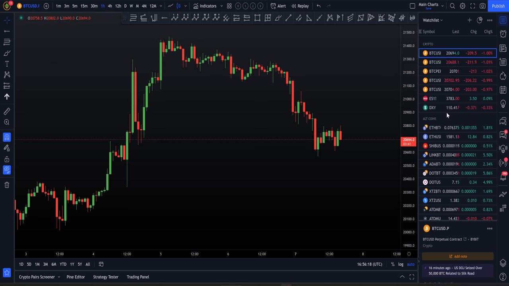I've just taken a short position on Bitcoin. I'll be explaining why I have taken that short position and really what I'm looking for next over the next few hours to the rest of the week ahead. Obviously, start of the week here on Monday, I'll be giving you all the most important levels that we're looking at up to Friday.